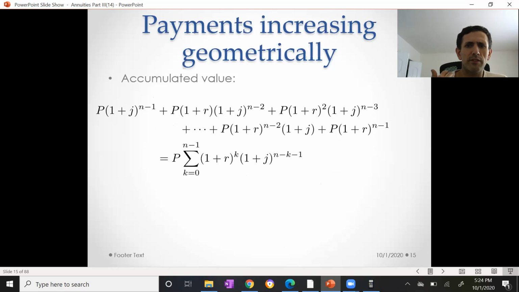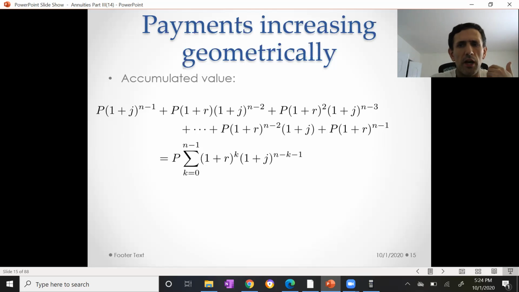Okay, so we can write this in shorthand notation. It's going to be the following, and that's easy to check. You should be able to get the pattern here of the powers. So when k equals 0, it's just 1 plus j to the n minus 1, which is right here. K equals 1, it's 1 plus r times 1 plus j to the n minus 1 minus 1, which is n minus 2. K equals 2, 1 plus r squared, 1 plus j to the n minus 3, so on and so forth. The final one, k equals n minus 1, it's 1 plus r to the n minus 1, and there's no 1 plus j.